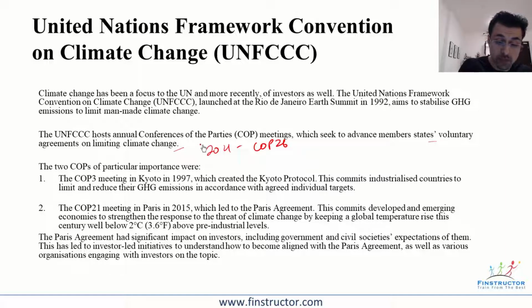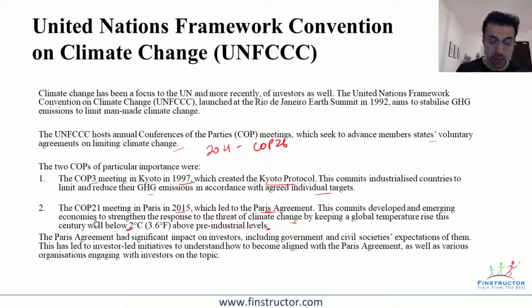The two COPs, Conference of Parties, of particular importance were COP3 in 1997, which created the Kyoto Protocol. Again, this commits industrialized countries to limit and reduce their greenhouse gas emissions in accordance with the agreed targets. And COP21 was in 2015 in Paris, which led to the Paris Agreement. And this again commits developed and emerging economies to strengthen response to the threat of climate change by keeping global temperature rise in this century well below 2 degrees Celsius or 3.6 degrees Fahrenheit above the pre-industrial levels. So they want to again limit global warming.